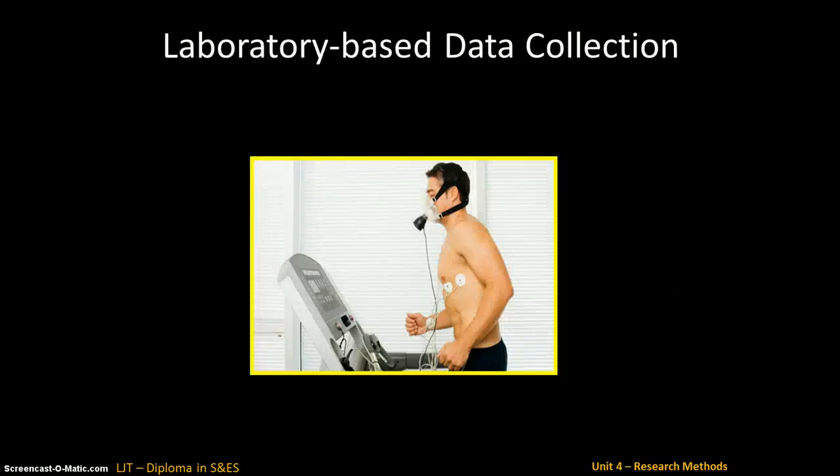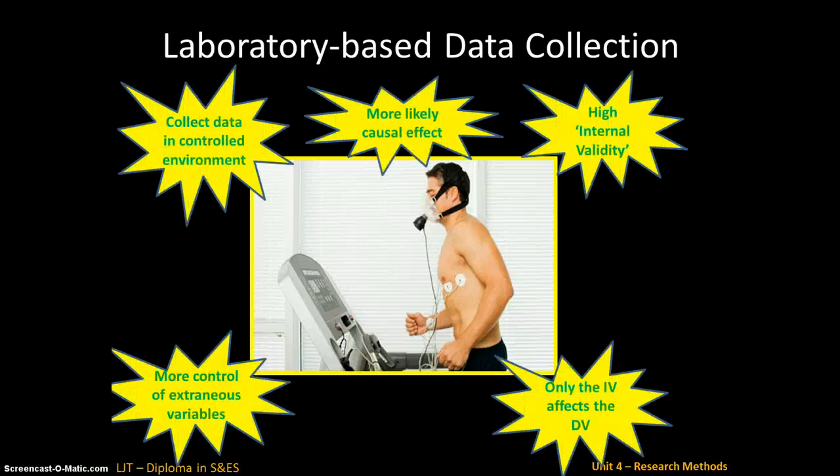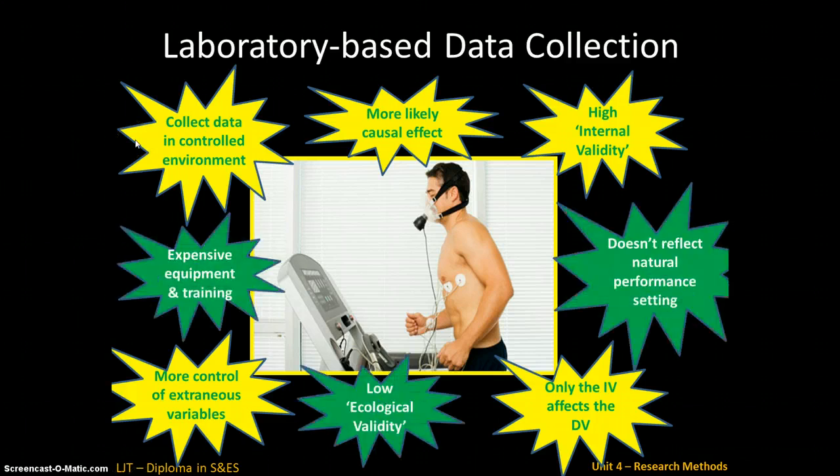Conversely then, lab-based experiments or lab-based data. Here are the pros. You can control a lot of the extraneous variables, things like the people watching that you didn't know about. You can have a much more controlled environment, so that you're hopefully only going to have one variable, the independent variable, affecting the dependent variable. So it's again controlling everything else and eliminating all other effects. This therefore gives it high internal validity, and you're more likely to then be able to conclude a causal effect, i.e. this affected this.